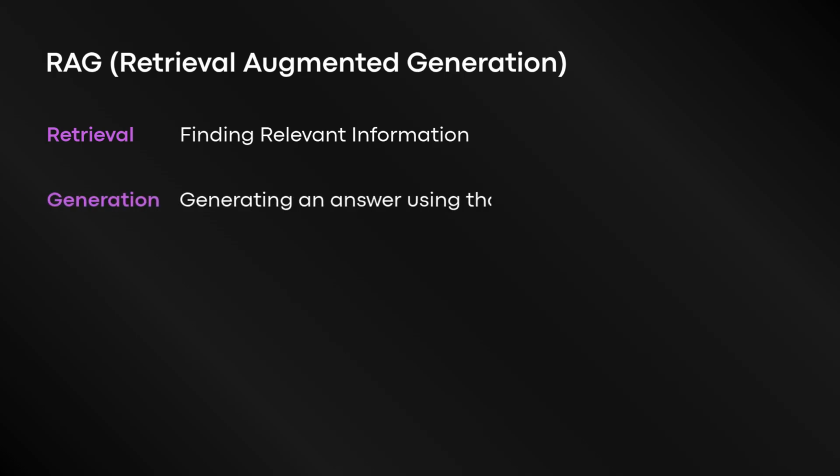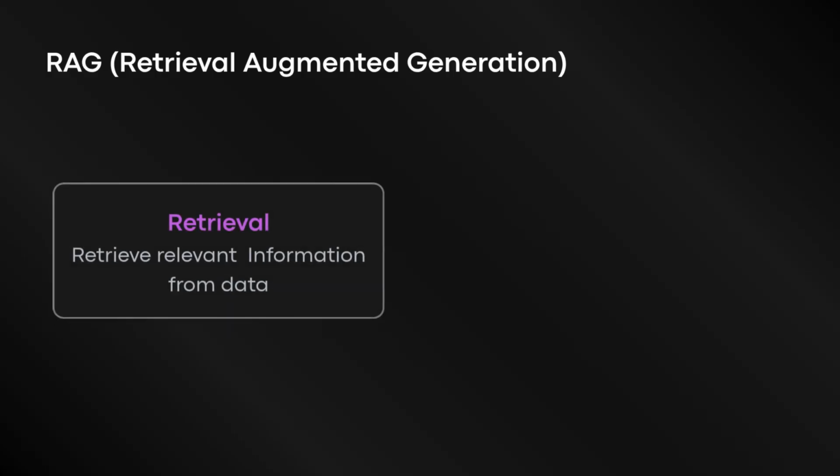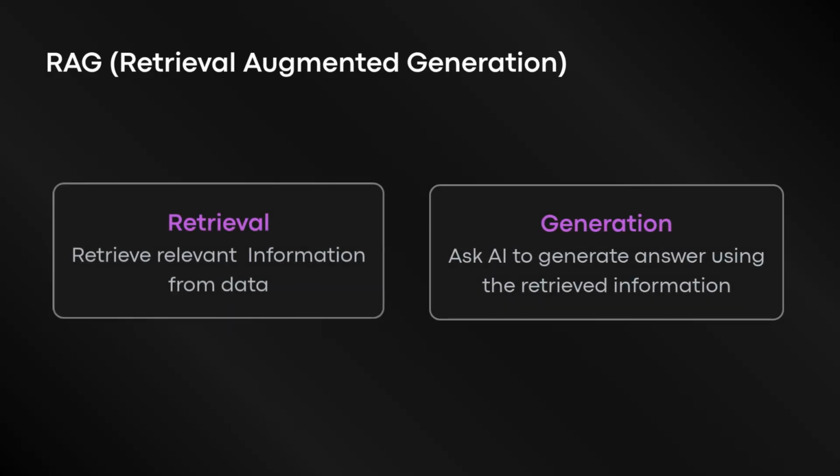Let's first understand what RAG actually means. RAG stands for Retrieval Augmented Generation. Let's break it into two parts. Retrieval means finding relevant information and generation means generating an answer using that information. So instead of asking an AI model to answer only from what it learned during training, we first retrieve the relevant information and then ask the AI to generate an answer based on that information. That's the entire idea behind RAG.